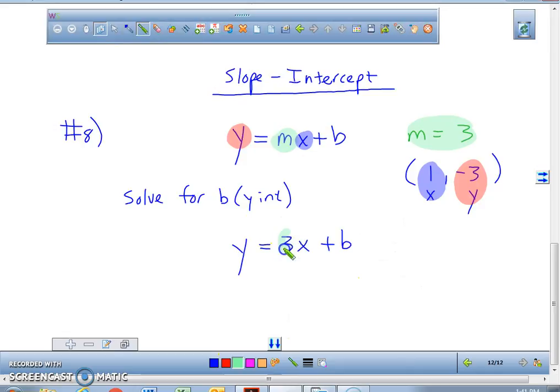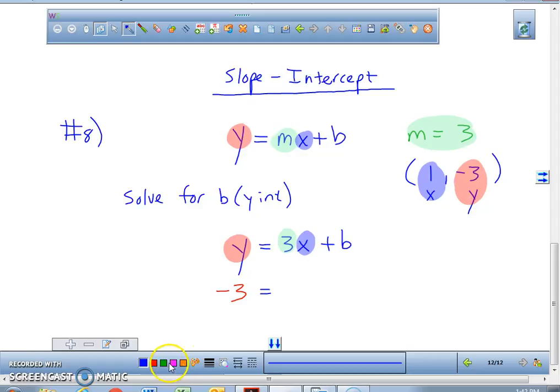Except this time, watch what we're going to do, Jordan. We've already plugged in a 3 right there, right? But this time, look what number I'm going to plug in for x. What am I going to plug in? I'm going to plug in a 1. And what number am I going to plug in for y? So here's how it works. For y, we're going to plug in a negative 3. We already have this 3 right here. For the x, we're going to plug in a 1. And we're just going to say plus b.